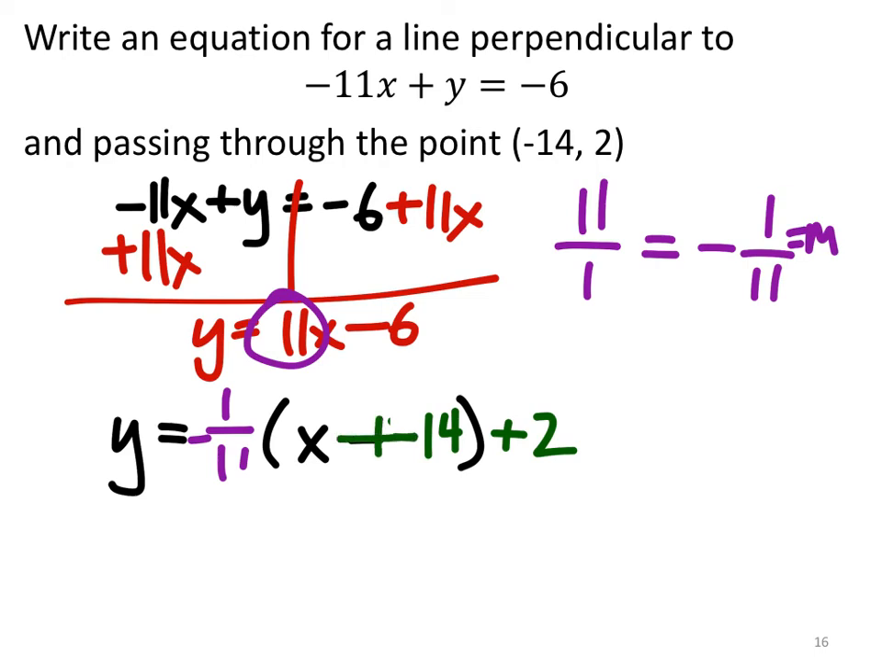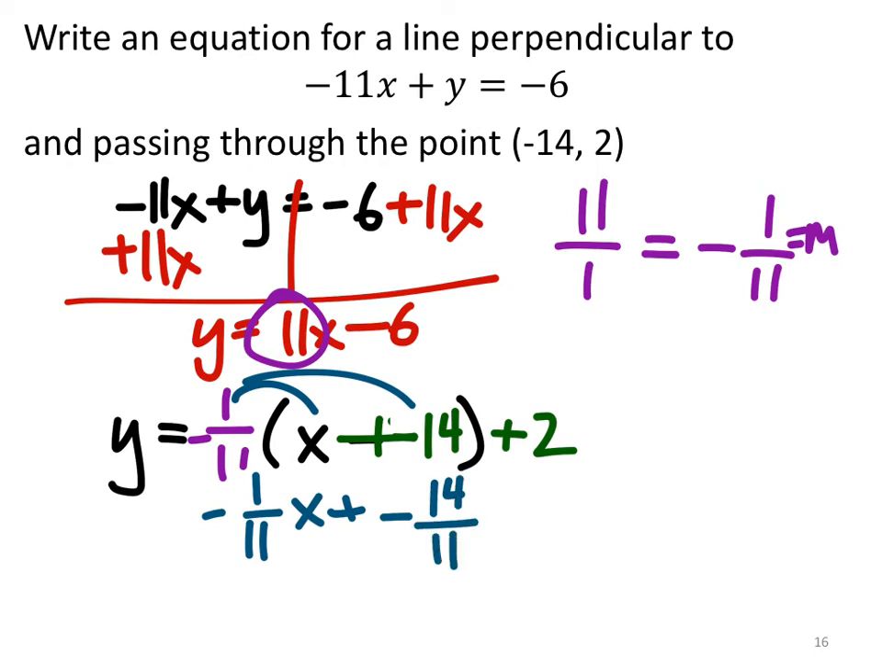Now whether you do it now or later, we can change that to +14. And we'll distribute the -1/11 into the parentheses. -1/11 times x is -1/11 x. And then we'll make that plus -1/11 times 14 would be -14/11. And yeah, I can change that to minus right there now. And we got to add that to 2. So y equals this stuff.